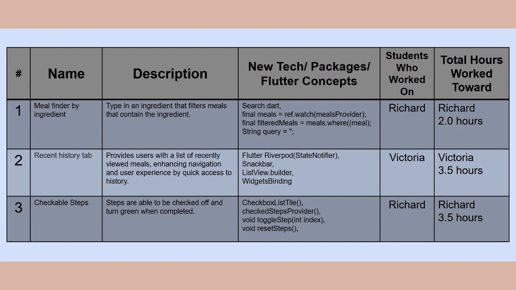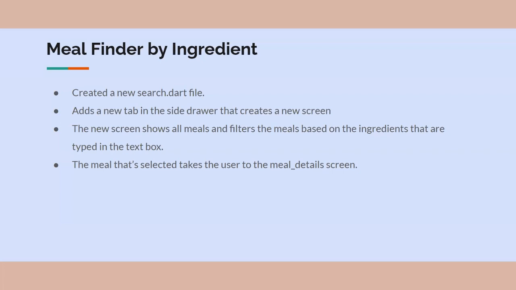The last upgrade that we added was the checkable steps, where each step in the details screen is able to be checked off and turned green when tapped. Using the checkbox list tile and a check steps provider, we're able to have a toggle steps and reset steps, where the reset steps is when all steps have been checked, you tap it again and it resets it back to its original condition.